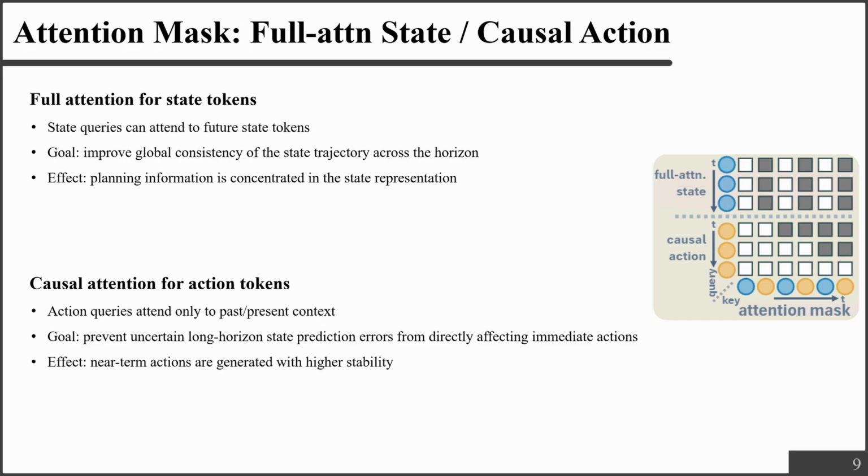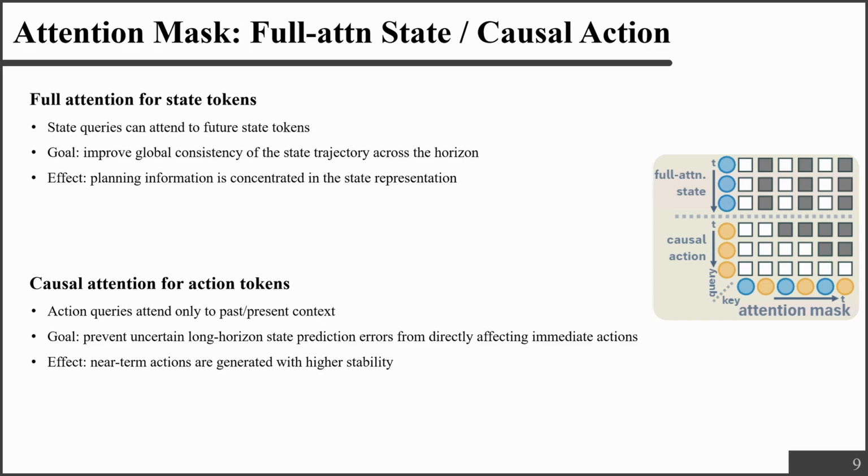The right panel visualizes which tokens can attend to which other tokens. State tokens are allowed to attend to future state tokens. This supports global consistency of the predicted state trajectory over the horizon, which is important for planning-like behavior. Action tokens use causal attention. They can attend only to past and present context.